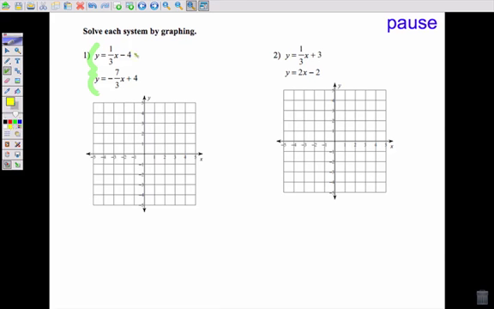coordinate plane. So for this one, I'm going to start at negative 4. And then I have a slope of 1 over 3. That's going to tell me go up 1 and to the right 3. So I'm going to go up 1 and 1, 2, 3 to the right. And that'll be sort of what my line looks like.